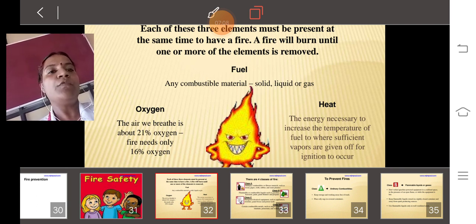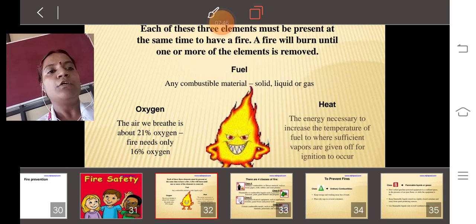So now we are going to get an idea about the classification of fires, right? Before moving to the classification, basically fire has 3 basic elements. The fire will burn until one or more of the elements is removed. The 3 elements are, first one is oxygen, second one is fuel, and third one is heat. First we see about oxygen. In air, the breathing percentage of oxygen is 21%, but in the case of fire, it needs only 16%. This is the first element.